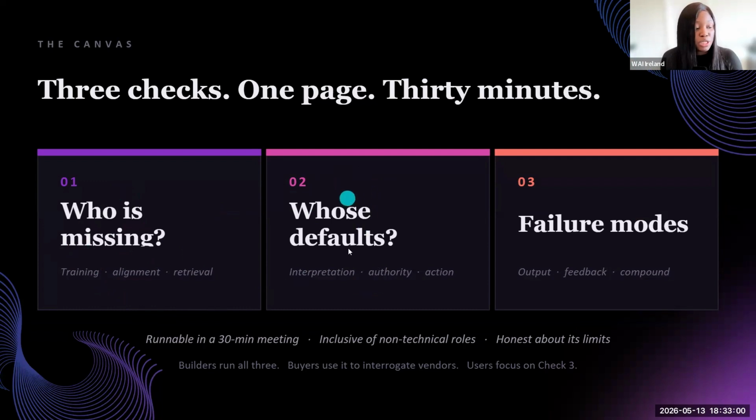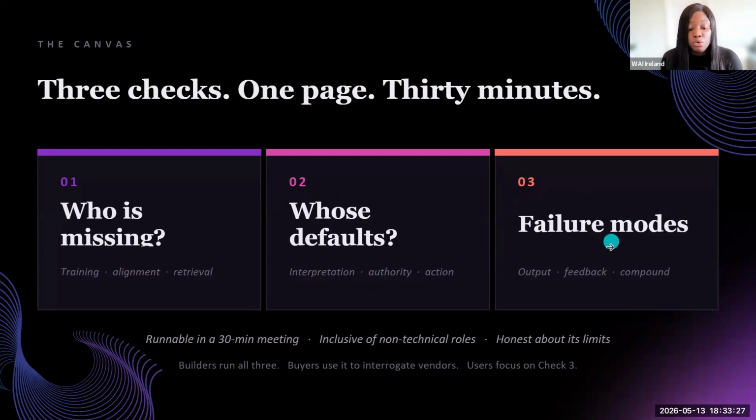The second check, whose defaults, right? This is now about reasoning. So it looks at interpretation, authority, and action here. When a system is given a vague prompt and it has to fill in the gaps, which it constantly has to do, whose assumptions does it use? Whose claims does it treat as authoritative or not? For agentic systems, you are asking there, what is the agent allowed to do for each of your user segments?